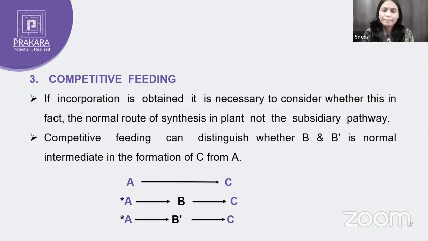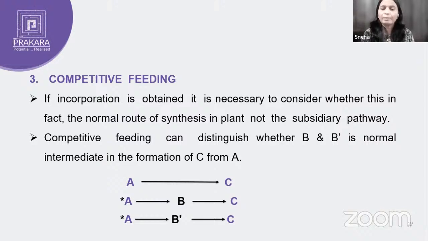There may be 2 types of this intermediate compound. That intermediate compound may be B or B dash. Now we have to find out whether our A to C is through ABC or through AB dash C. Wherever there is competition for the intermediate compound, A will be converting into B and then into C, or A will be converting into B dash and then into C. Means there is a competition between the ABC pathway and the AB dash C pathway.